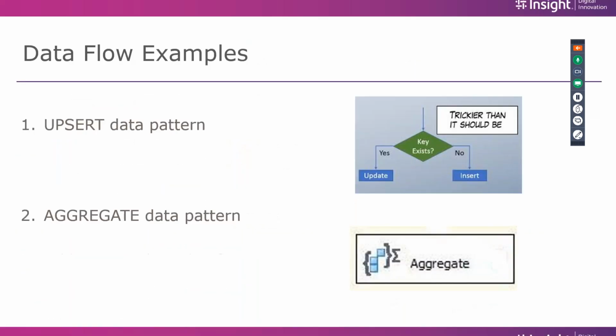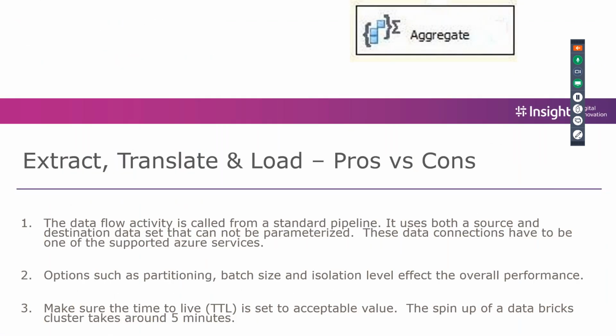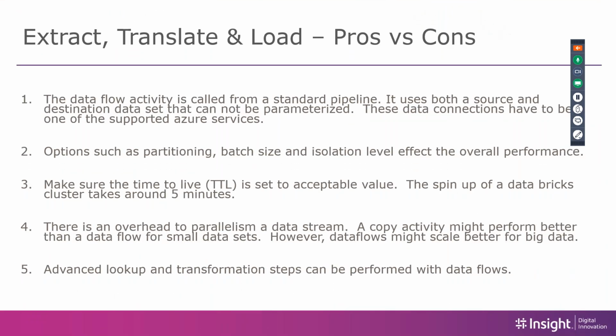What we're going to do is eventually go over data flow examples. I'm going to say this is trickier than it should be. Yes, it should be pretty easy, but it is tricky to do an upsert. And we're going to talk about the aggregation data pattern. So let's talk about the pros and cons before we wrap up the final examples of both mapping and wrangling data flows.